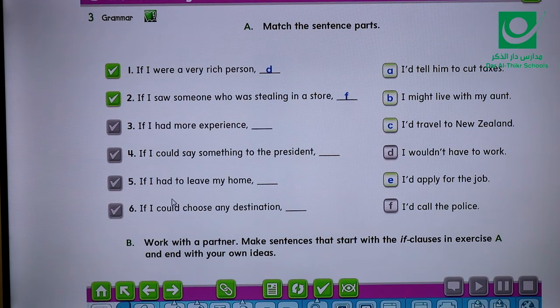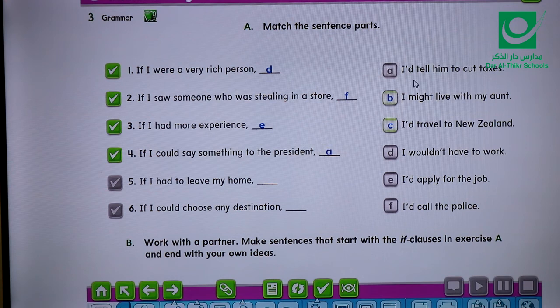What about number 3? If I had more experience, excellent. I would apply for the job. What about number 4? If I could say something to the president, just imagine that. That's why we call it an imaginary situation. If I could say something to the president, I would tell him to cut taxes.